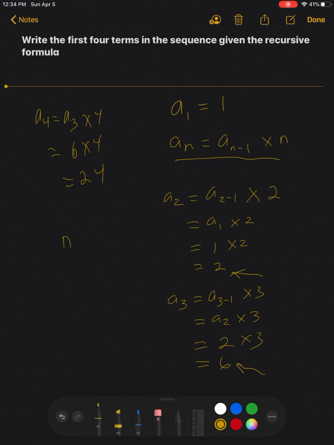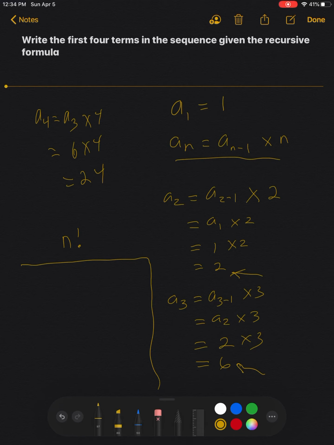On your calculator, it might look something like this. They use like an exclamation point. Anyway, so that's what a recursive formula is like. Now, the other thing you've got to do with this sometimes, you've got to go backwards.